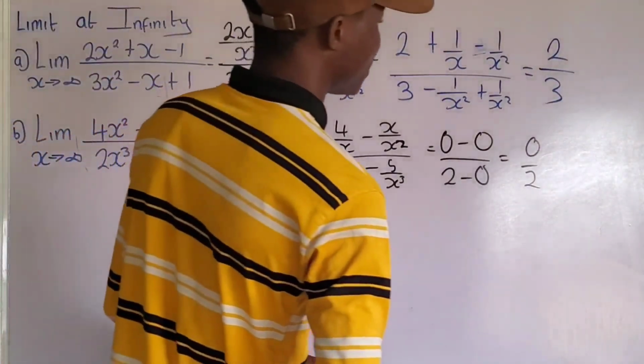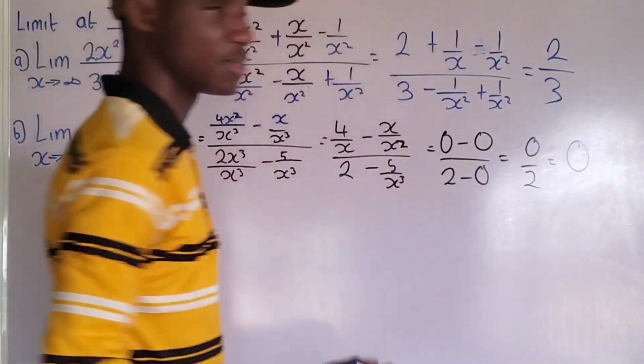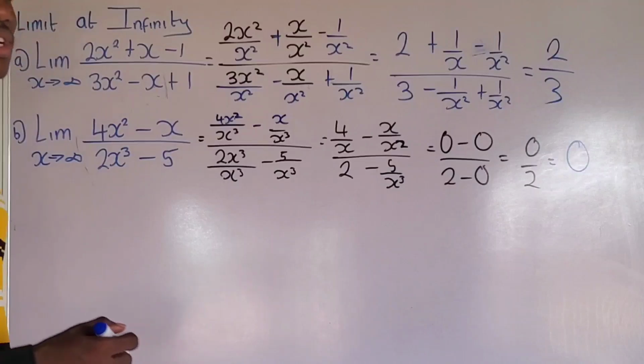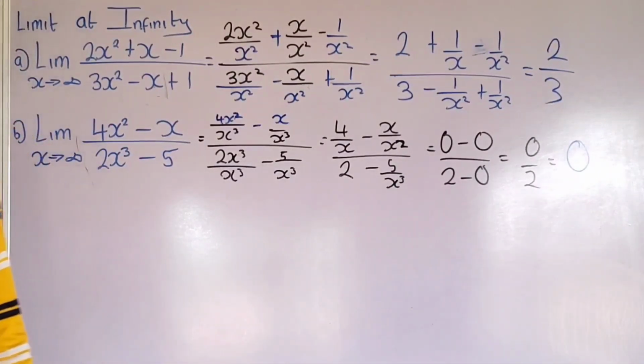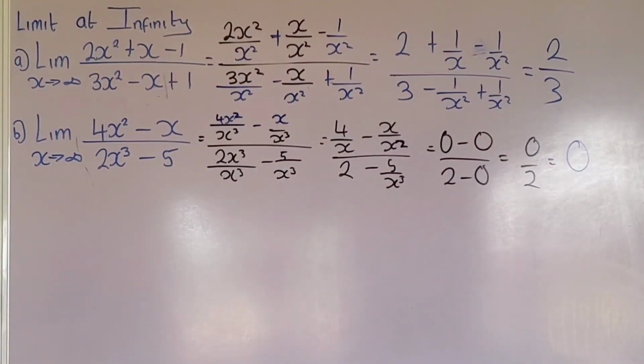Now, if you look at this kind of function, please pay attention. It's not that their limit does not exist. You understand? Most times, it's not that their limit does not exist. It's just because maybe the method that we use is not suitable for the function. You get what I'm trying to say?